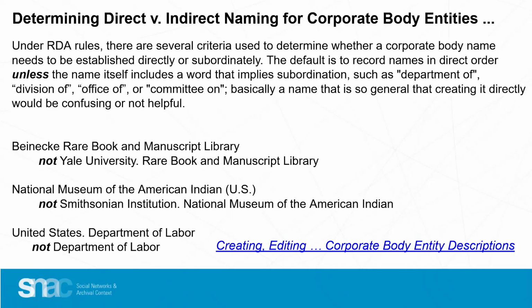On the other hand, when a name has no subordinate keywords, it gets established in direct order, as seen in our example of the Beinecke Rare Book and Manuscript Library and the National Museum of the American Indian.